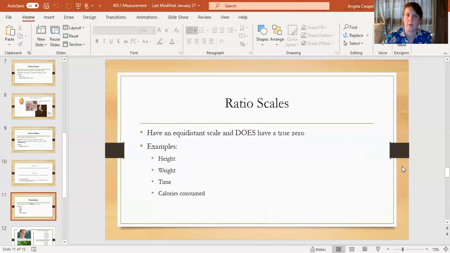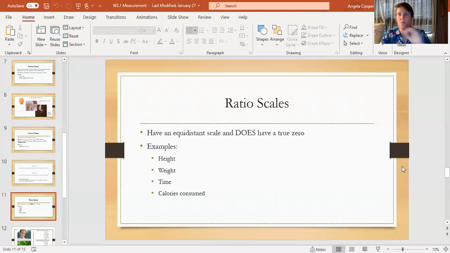Anyway, ratio scales, as opposed to interval scales, are the same in every sense, except 0 does mean something. 0 is not interchangeable with a 1 or with any other number. Some examples of this are height, weight, time, and calories consumed. If I measure how many calories people consume in a day, 0 means something. 0 means you probably haven't eaten anything today. You're going to pass out. Eat something, please. 0 means no calories were consumed.